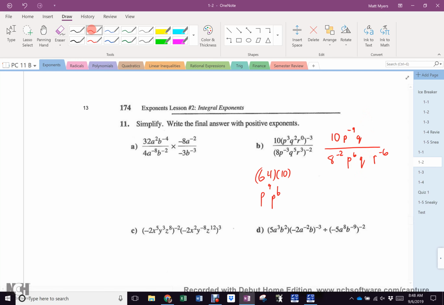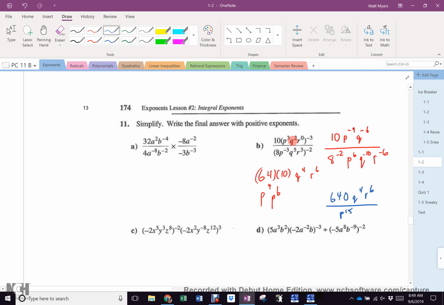Or, that's what I personally do. Or, you can do the subtraction thing. Negative 6 minus 10 is positive 4, yes? So I'm going to have a Q4, right? And then R negative 6 isn't going to be allowed, so it's going to go up top. So then I just tied it up. 64 times 10 is 640. Q4 R6 over P15. Because the 9 and the 6 there.